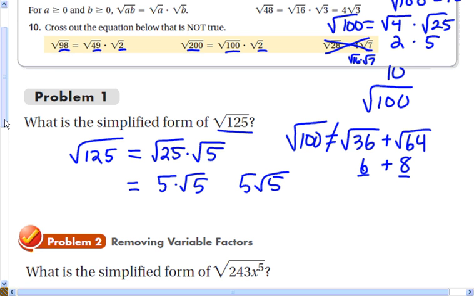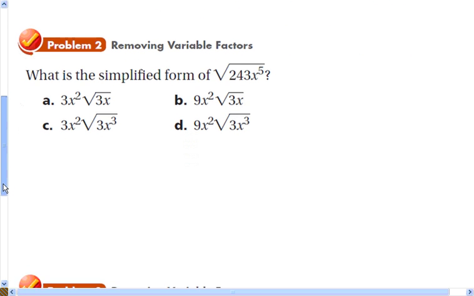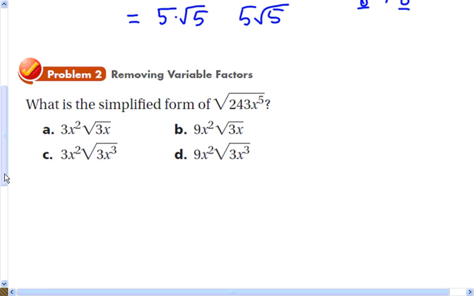All right, I'll let you try that here. Actually, maybe I'll go through this one with you. Some variables can also be perfect square factors, and it comes from this. The square root of x squared is equal to x.